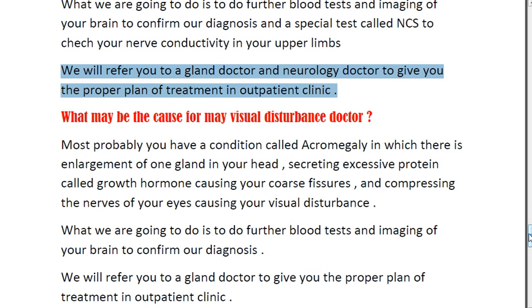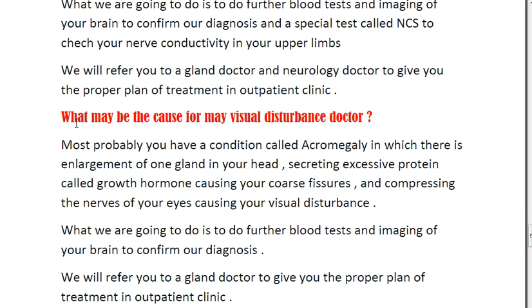So what if the main complaint of the patient is visual disturbance? What could be the cause, doctor, of my visual disturbance? I appreciate your concern. Most probably you have a condition called acromegaly, in which there is enlargement of one gland, the pituitary gland in your head, secreting excessive protein called growth hormone, causing your coarse features and also compressing the nerves of your eyes, causing visual disturbance.